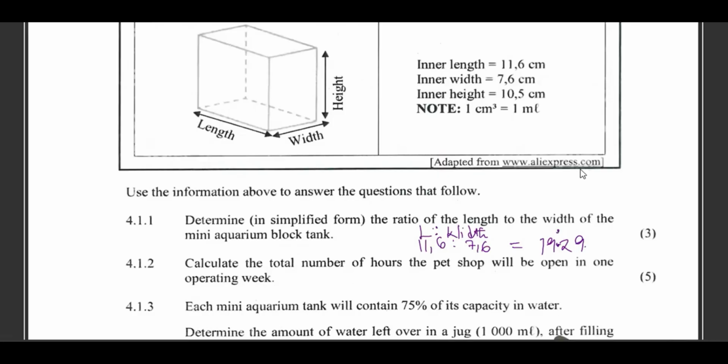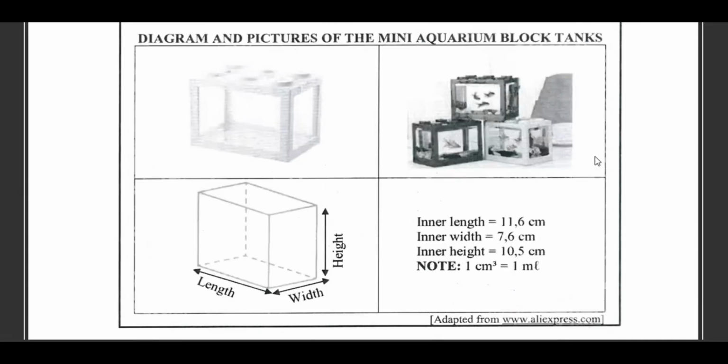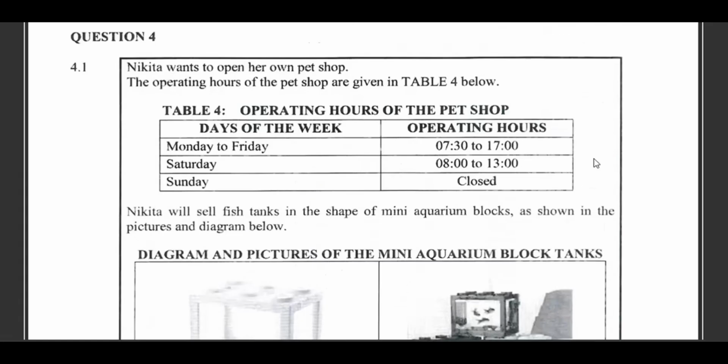Okay, calculate the total number of hours that the pet shop will be open in 1 week. Calculating the total number of hours. So the first one says from 17 to 7:30. How many hours are those? We need to see, and we shall say 17 hours minus 7:30. And here you get 9 hours and 30 minutes.